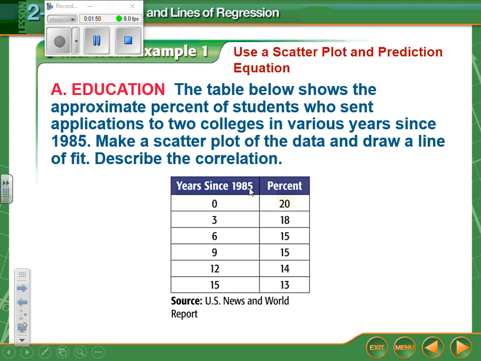So years since 1985. If we have 0 years since 1985, that is 1985. 20% of the students sent applications to 2 colleges. This would be 1988, 18%. 1991, 6 years since 1985, 15%. 9 years since 1985 would be 1994, another 15%. 12 years would be 1997. So 1997, there would be 14%, and then it's decreasing some more by the year 2000, 13%.